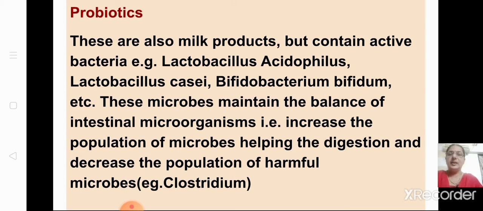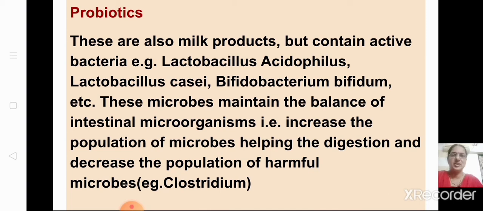Why are they useful? Because these microbes maintain the balance of the intestinal microorganisms. They increase the population of microbes helping in digestion and decrease the population of harmful microbes. That's why when we have loose motion or any dehydration, the doctors advise us to take a lot of probiotics, because they increase the population of good microbes in our bodies, which helps in digestion, and they decrease the population of harmful microbes, that is Clostridium.